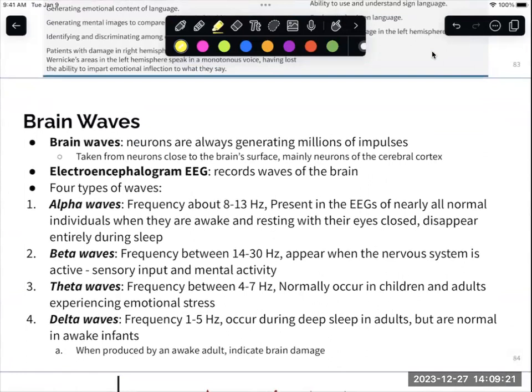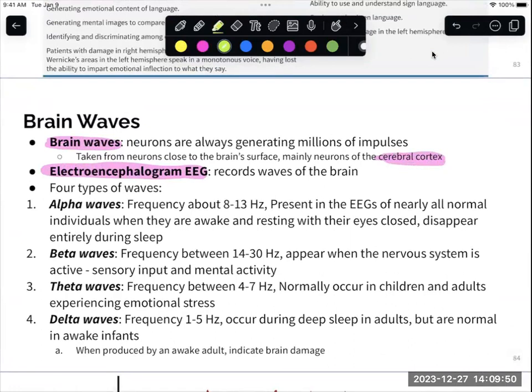Brainwaves. So there's ways to monitor what is happening with the brain, and that is through monitoring brain waves using an electroencephalogram or an EEG. These electroencephalograms can only monitor what is happening in the cerebral cortex.